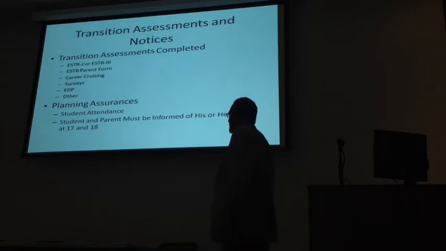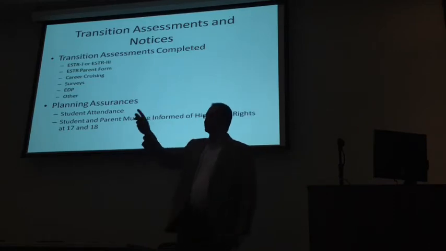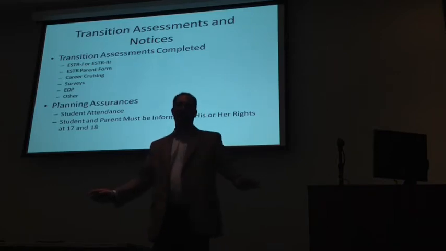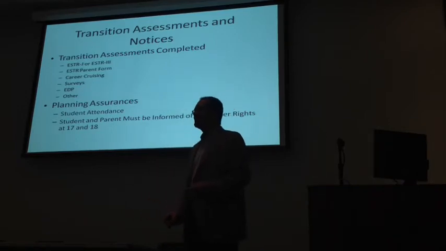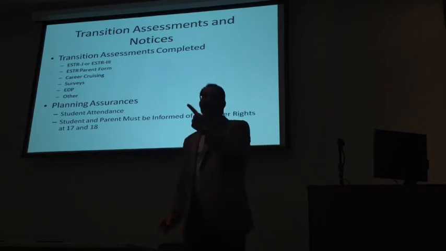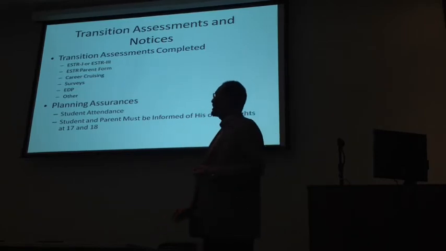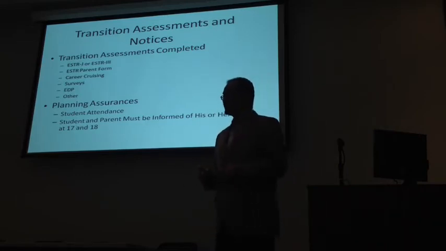In planning, this is important. Students' rights transfer to them at 18, regardless of their disability, unless there are court orders in place, okay? They have to be informed, as well as the parent. Could be a surrogate, whomever is serving as that parent at the time, has to be informed that their rights are going to transfer prior to them transferring, so at age 17, and after they've transferred at 18. And they have to be notified, the parent and the student.